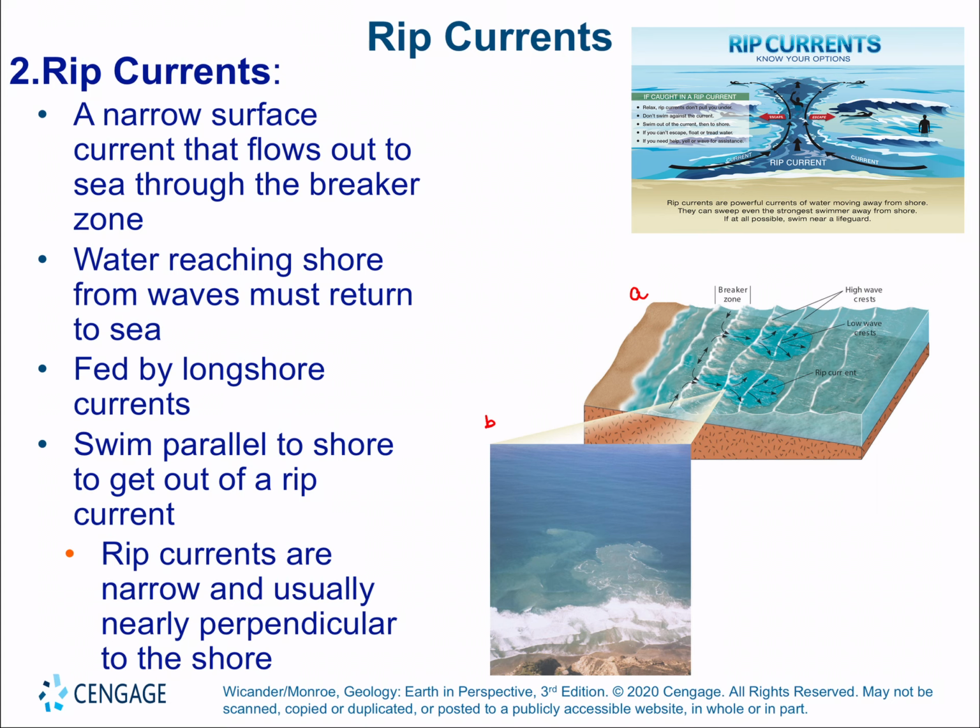This top picture kind of tells you what to do if you get caught in a rip current. So you can see how they're moving perpendicular to the shoreline. Your means of escaping is to try to swim horizontal, parallel to the shore, to escape that rip current.